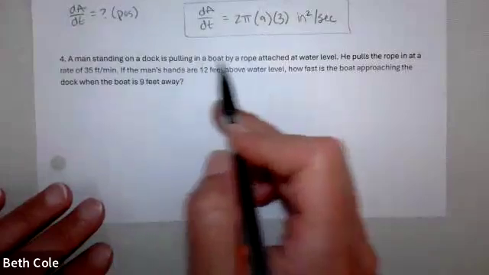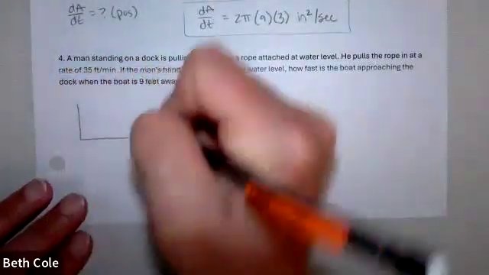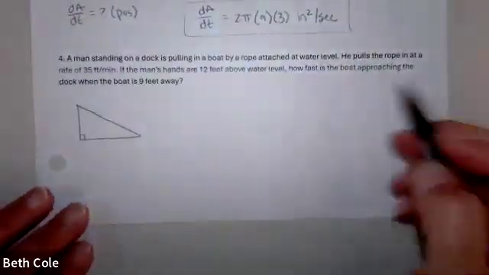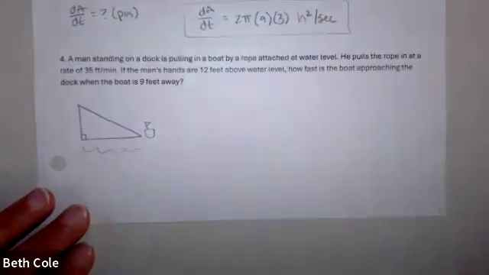All right, a man standing on a dock is pulling in a boat by a rope attached at water level. So this is going to be our right triangle. We did one just like this in the notes. So let's see. This is the water down here. This is going to be the boat.